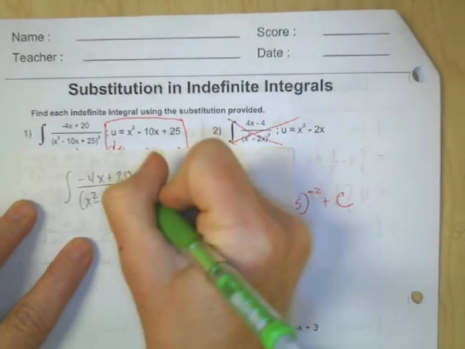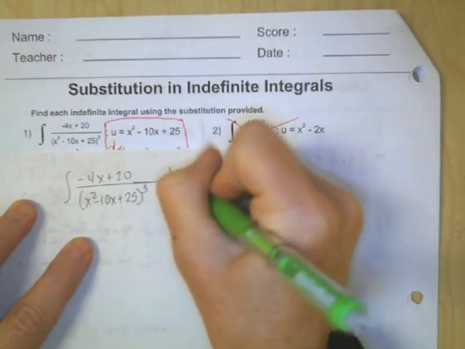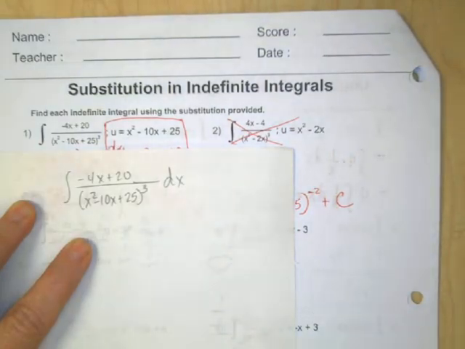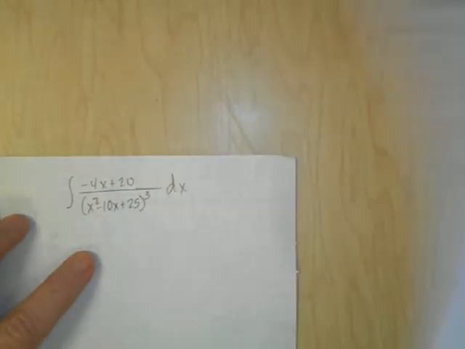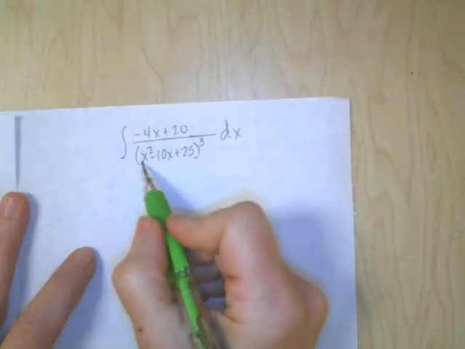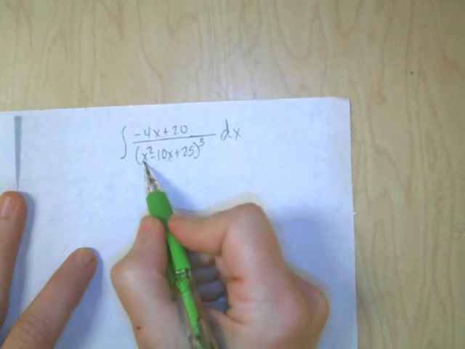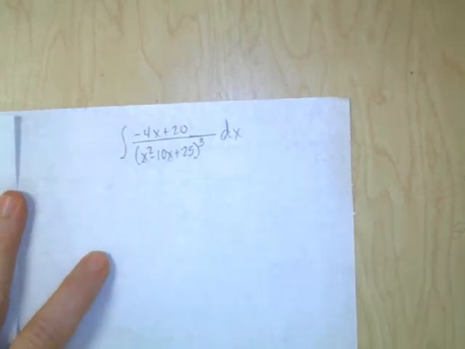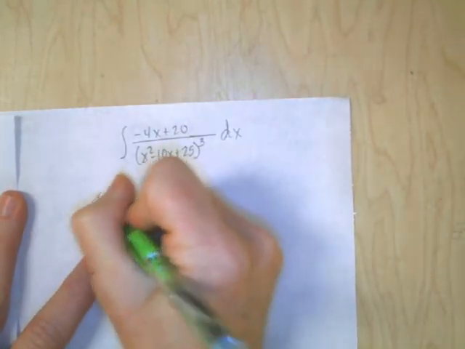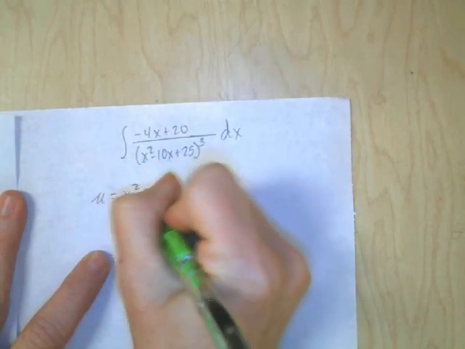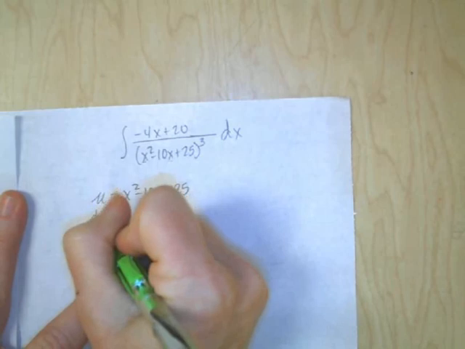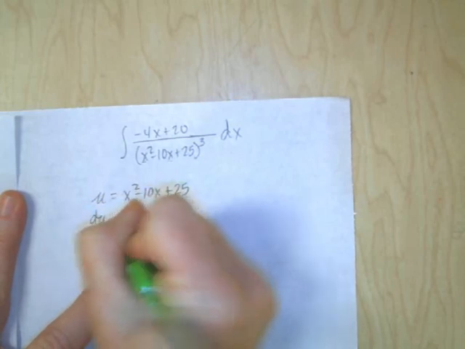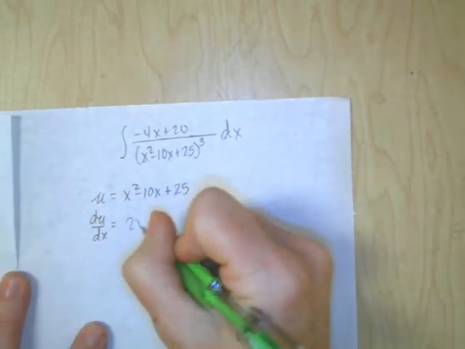Notice they forgot to write dx on the end, so I'm going to go ahead and add the dx. Okay, they tell you what to use for u, but you should be able to figure that out on your own. You should be able to tell that u is the thing that has the highest exponent. So x squared here has the highest exponent, so that's going to be my u. So if I let u be equal to x squared minus 10x plus 25, then my derivative, du dx, is going to be equal to 2x minus 10.